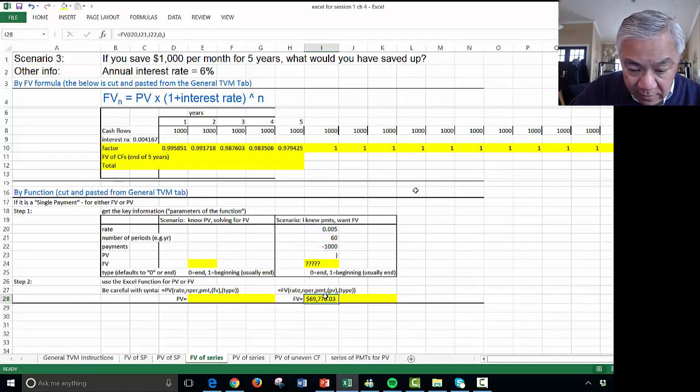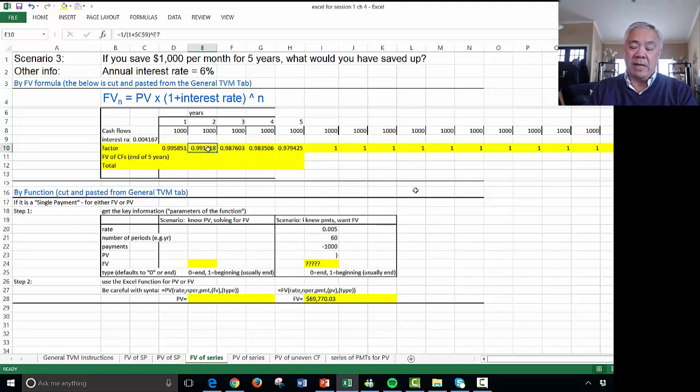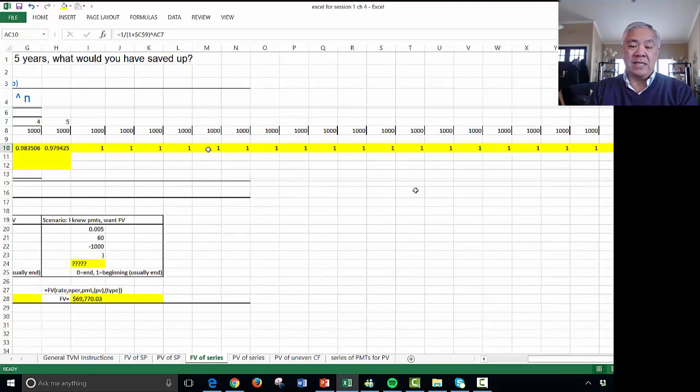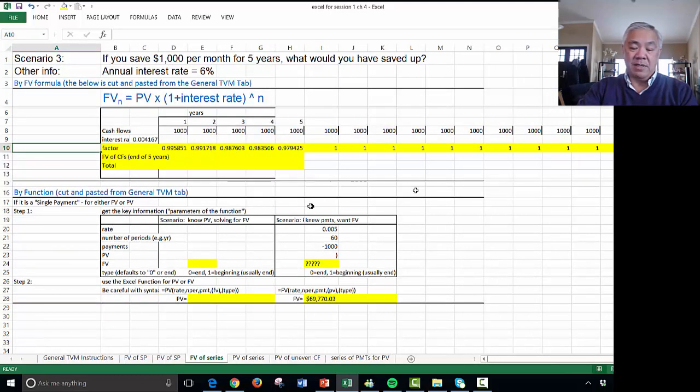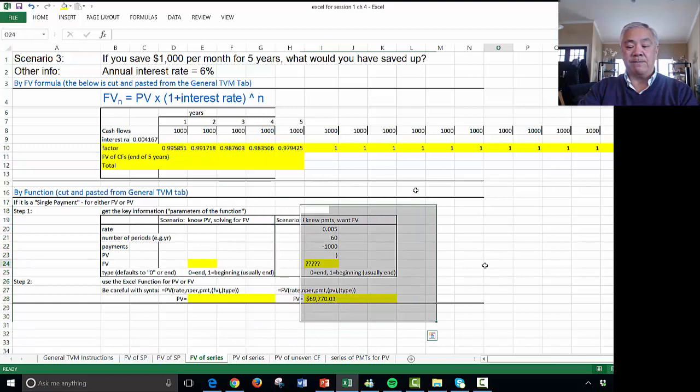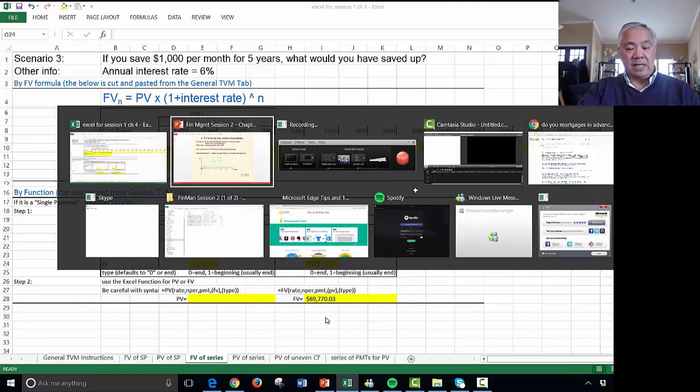And we'll end up with the number of 69,770. So if we put $1,000 a month in the bank for 5 years, over that time period, it would accumulate to 69,770. All right, so that's the answer to scenario 3, 69,000. And notice that we could have done this all the way out to payment 60 or month 60, but that's quite a bit more work than simply doing this calculation right there. Okay.